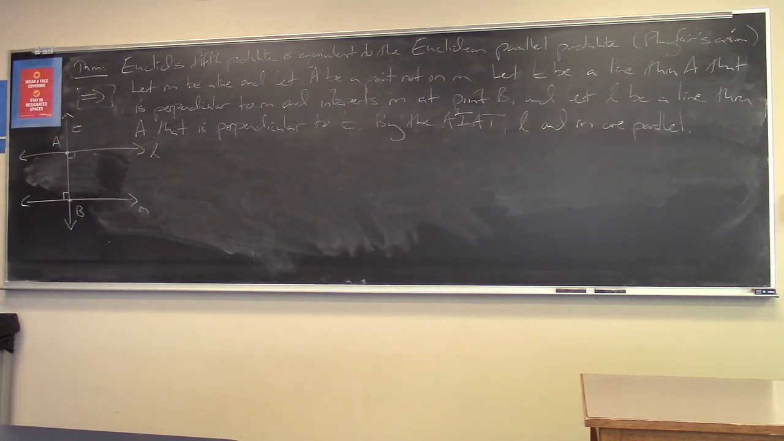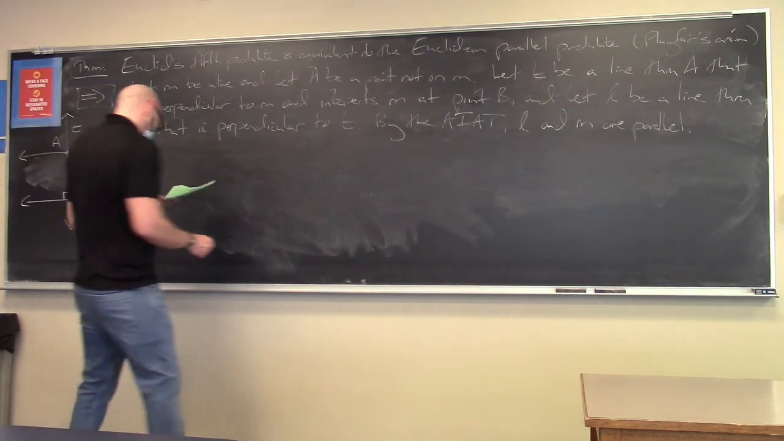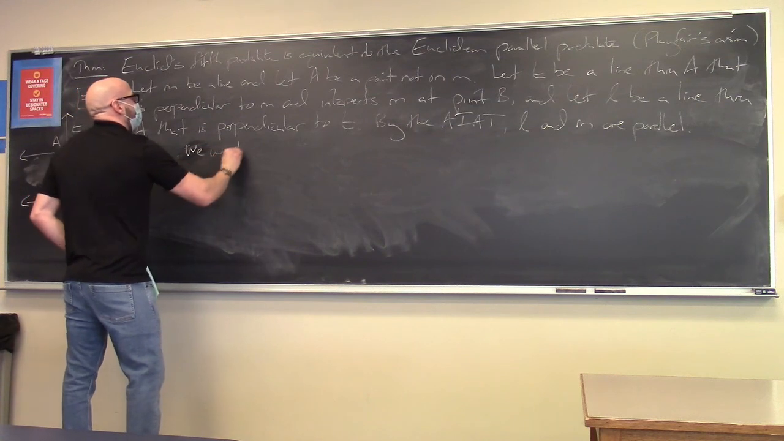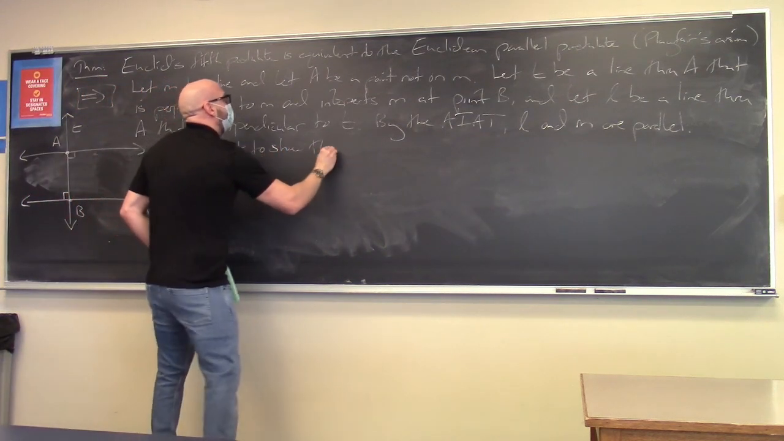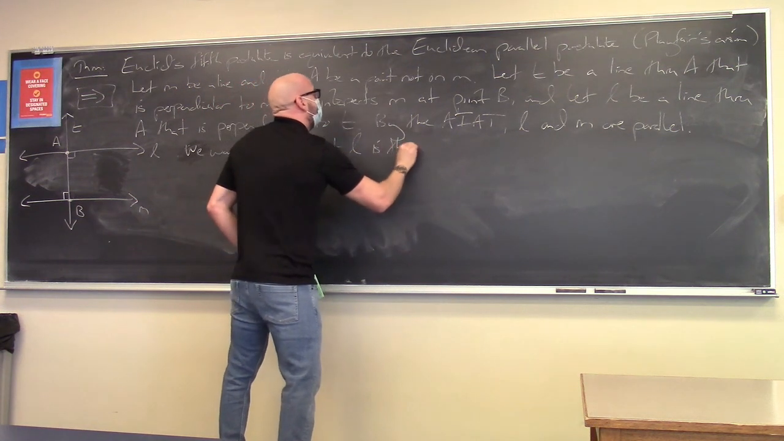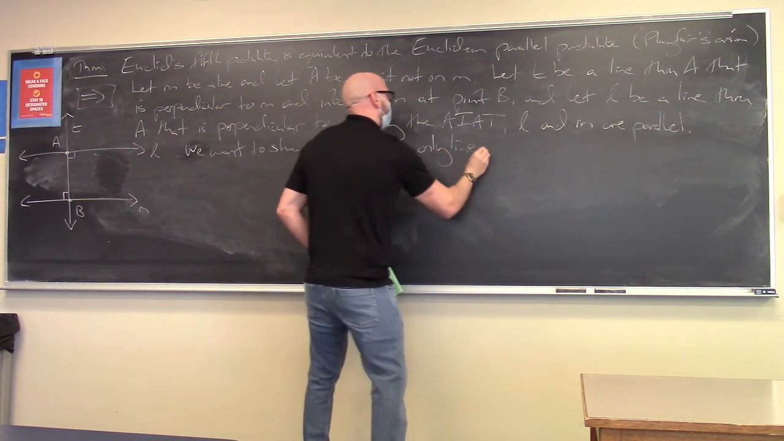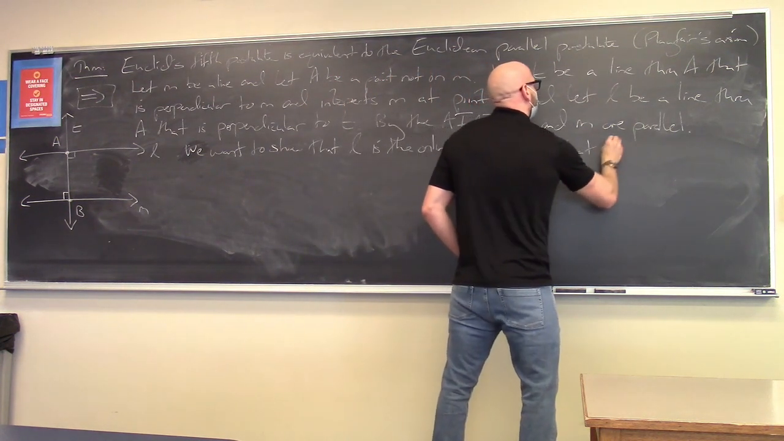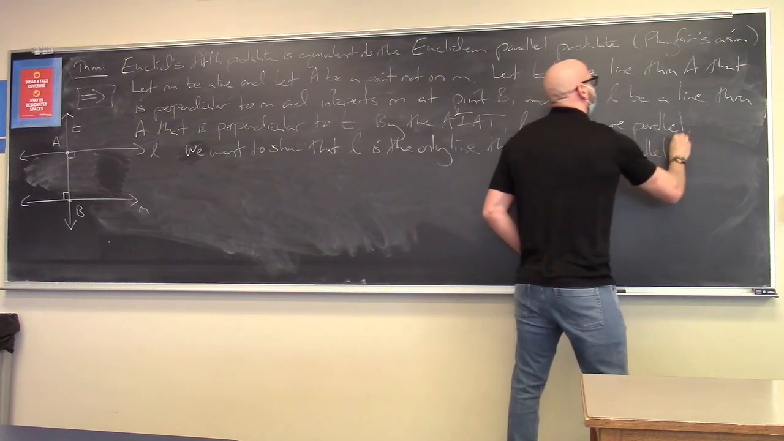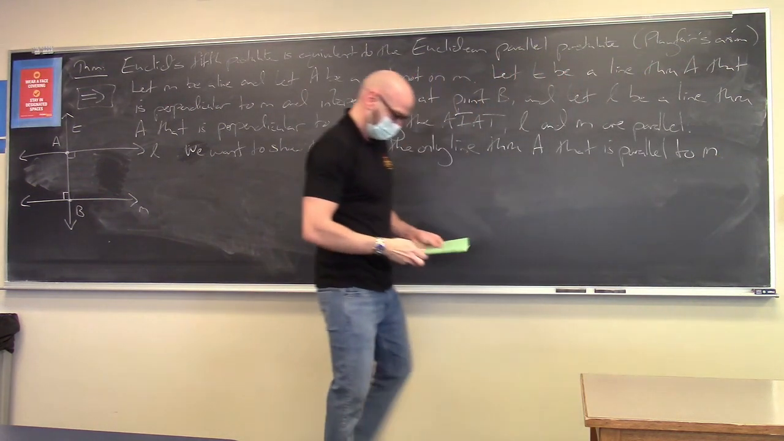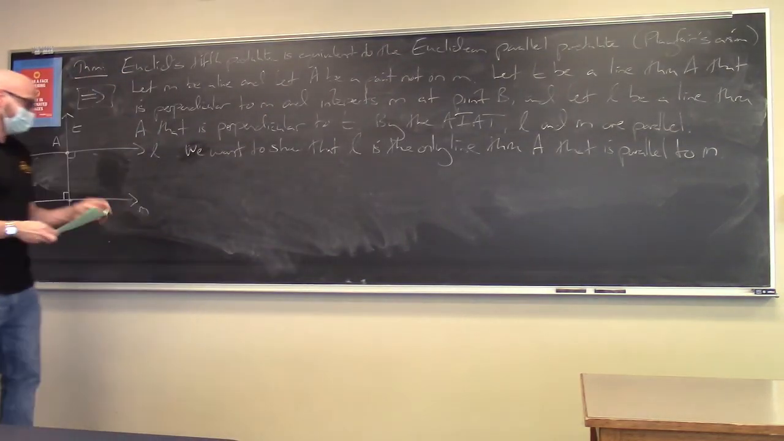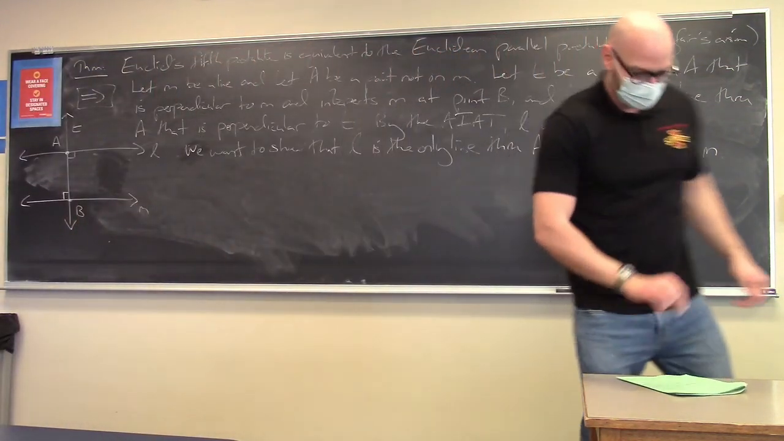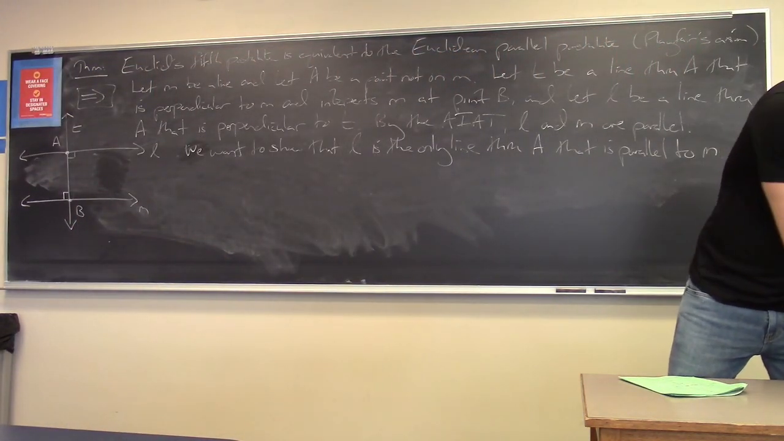We want to show that this is unique. Okay, so finally, we want to show that L is the only line through A that is parallel to M. Let's invoke some colors. Colors are good.